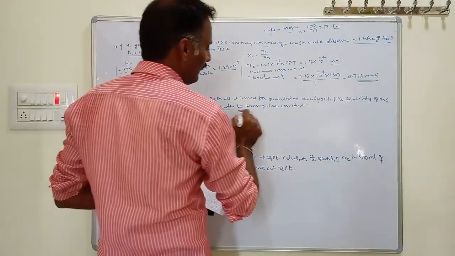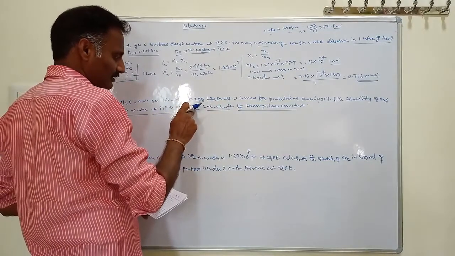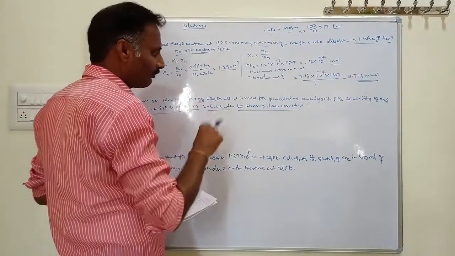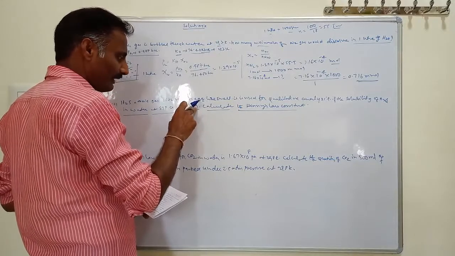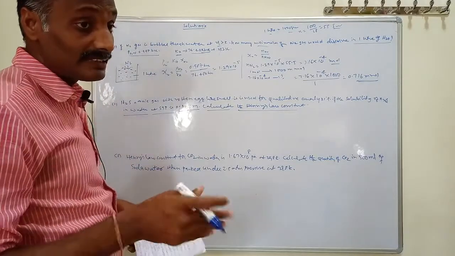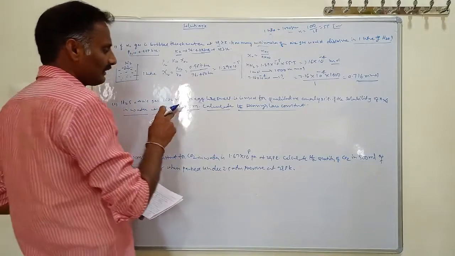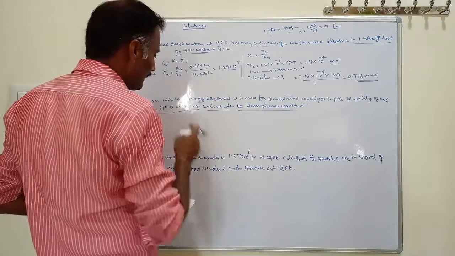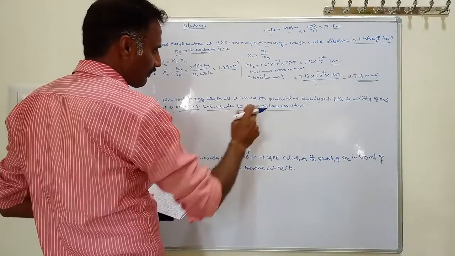Calculate Henry's law constant. It is 0.195 moles of H2S dissolved in 1 liter water. This is the meaning of 0.195 molality. What is molality here? Molality means number of moles of solute present in 1 kg of solvent. Which is the solvent here? Water is the solvent. So this is 0.195 moles of solute present in 1 kg of water. By knowing this, you calculate Henry's law constant.